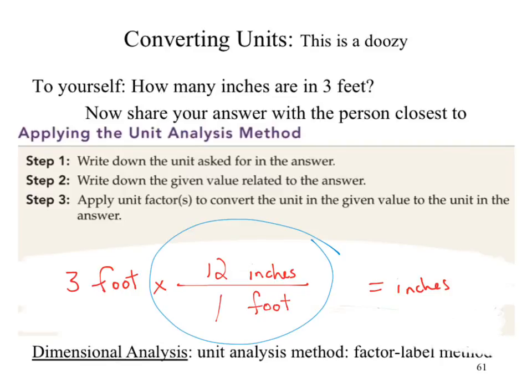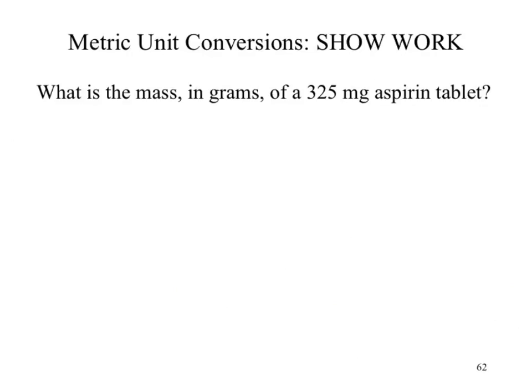Okay? So, mass in grams. 325 milligram aspirin tablet. What do I want for my answer? Okay. What information am I given? I'm given milligrams, and officially 325 milligrams. Step 2. Okay. Let's focus on what we would ideally have showing up. What would I ideally see in this next step?